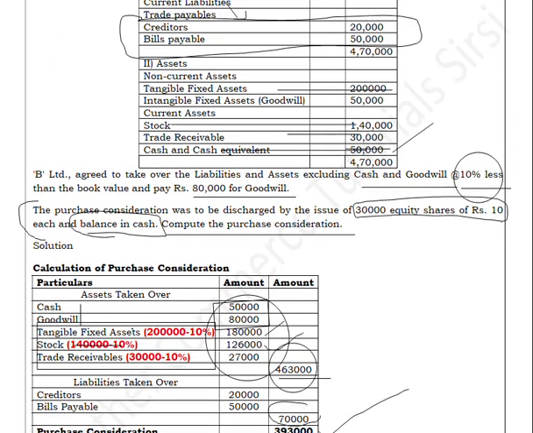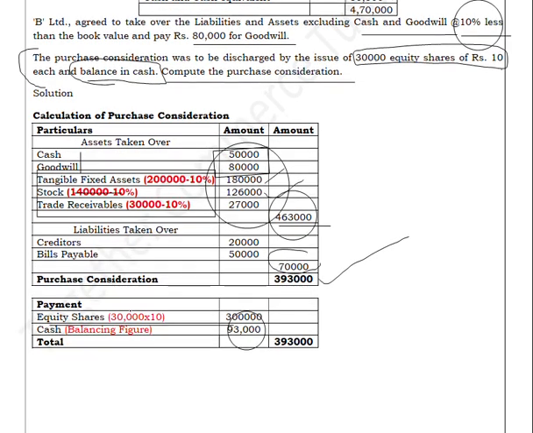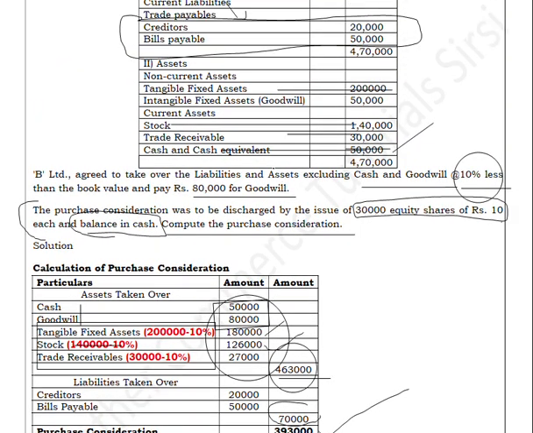So I hope this solution was clear to you, where we calculate purchase consideration in the net asset method and pay it in the net payment method. Okay, thank you.